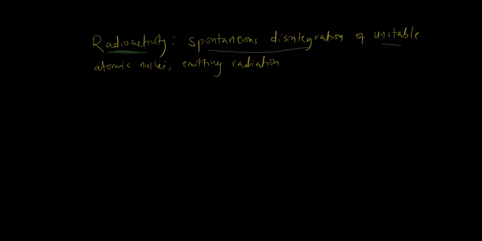Idan aka ce spontaneous, da Hausa muna iya cewa spontaneous shine abin da ya faru kamar naturally haka, ba wai wani ne ya zo ya induce ɗinsa ba. So radioactivity is the disintegration of the unstable atomic nuclei. Dama kun ga na faɗa muku a radioactivity ko a nuclear chemistry za mu dinga magana ne da nucleus of an atom. So it is the decay of the unstable atomic nuclei with the emission of radiation.